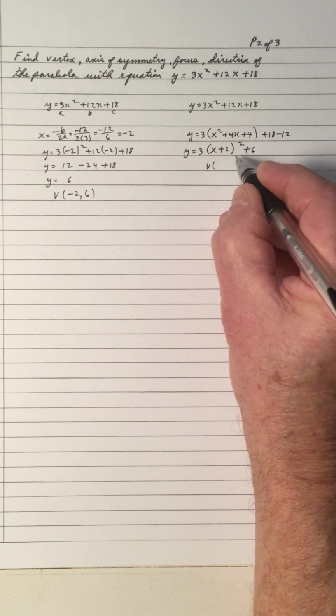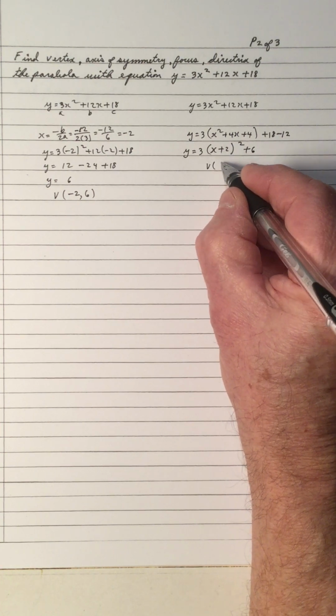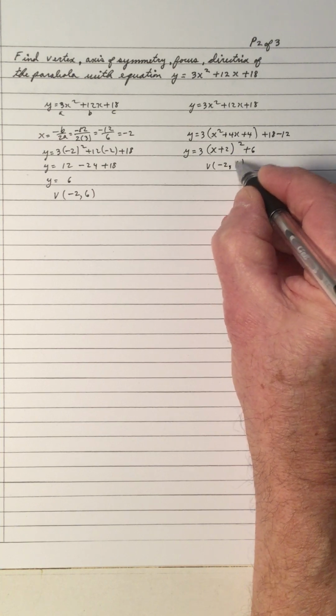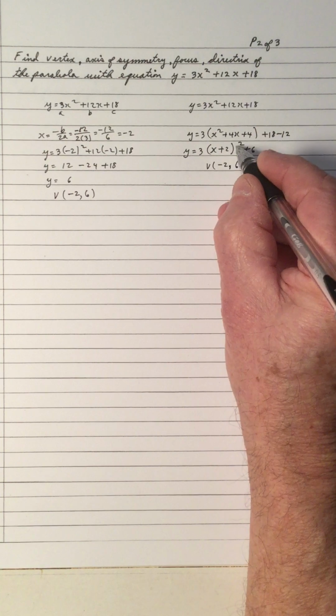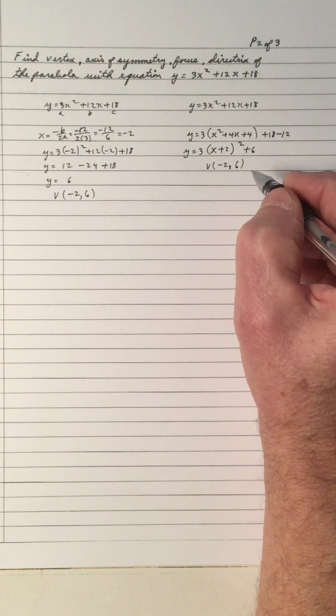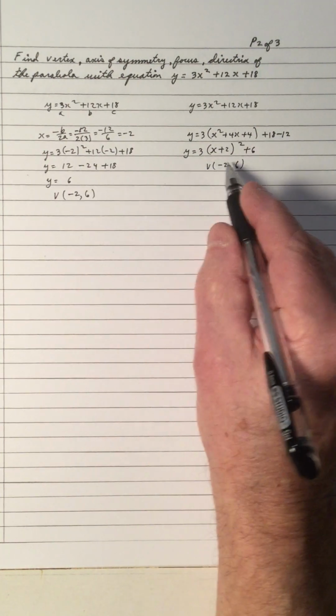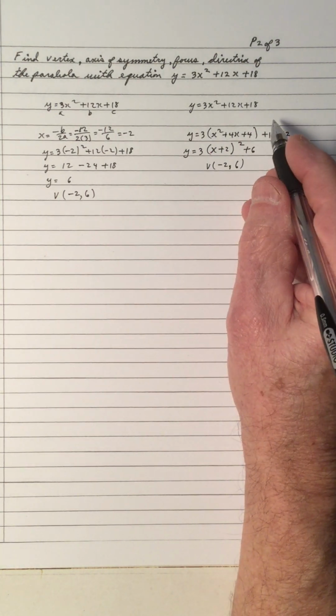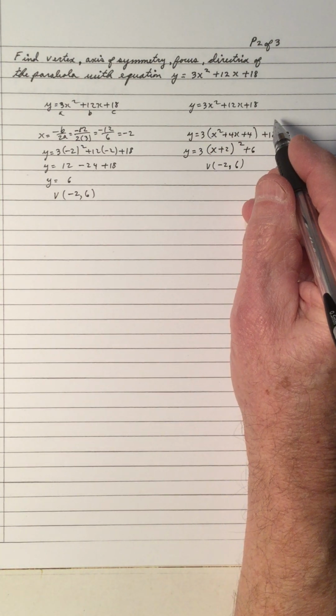Based on that, the opposite of plus 2 is minus 2, and 6. So when you have negative 2 here, this gives you 0, so y is 6. Either way, whichever way you want, we have the vertex.